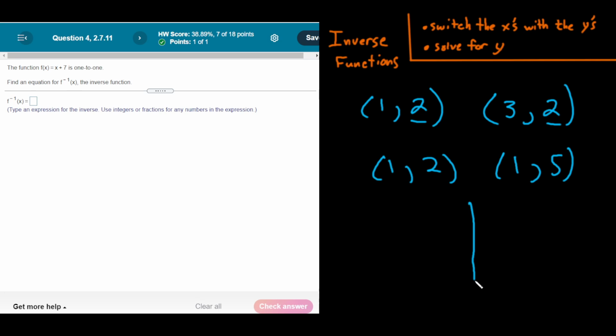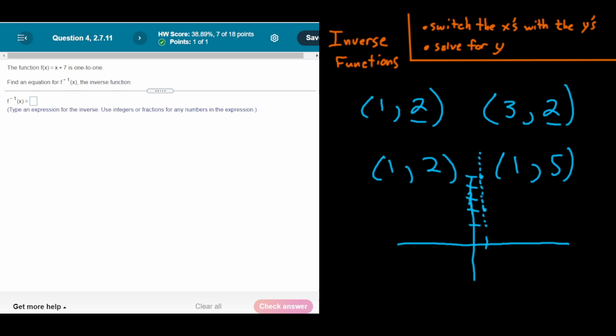So, very quickly, let me go ahead and illustrate that for you. So, remember when we have 1, 2? So here's 1, 2 up here. Then we have 1, 5, right? Which is right above it somewhere here. When you run a vertical line through it, that is not going to be a function. So this wouldn't have an inverse because it's not a function in the first place.